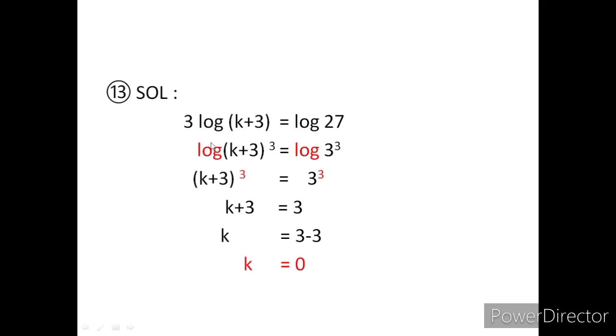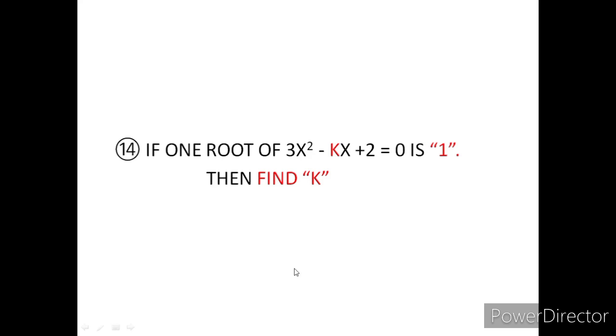That means applying anti-log, you have k plus 3 whole cube on this side and 3 cube on this side. Here both exponents are equal, here 3, here 3. So therefore the bases should be equal, isn't it? The bases should be equal. K plus 3 is equal to 3. If you transpose plus 3, it becomes minus 3. Therefore k is equal to 0. Then go for the last but one, the 14th problem.